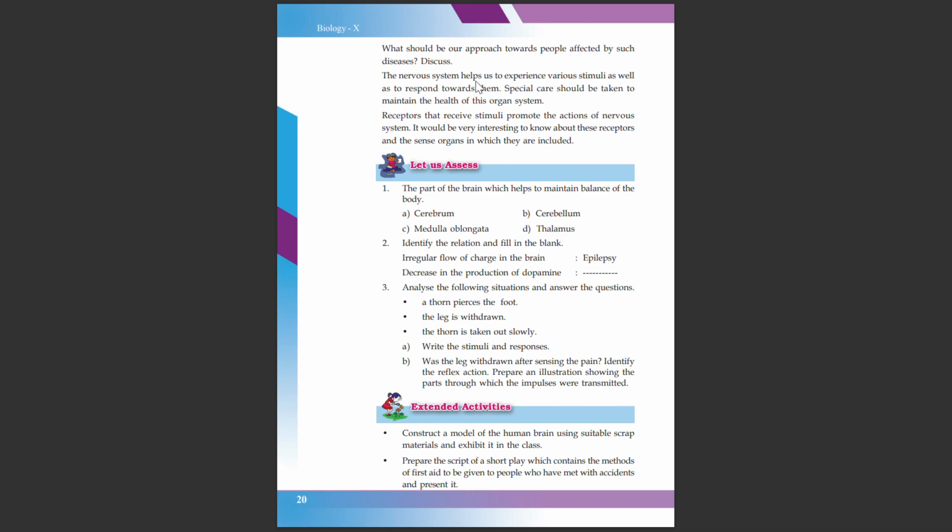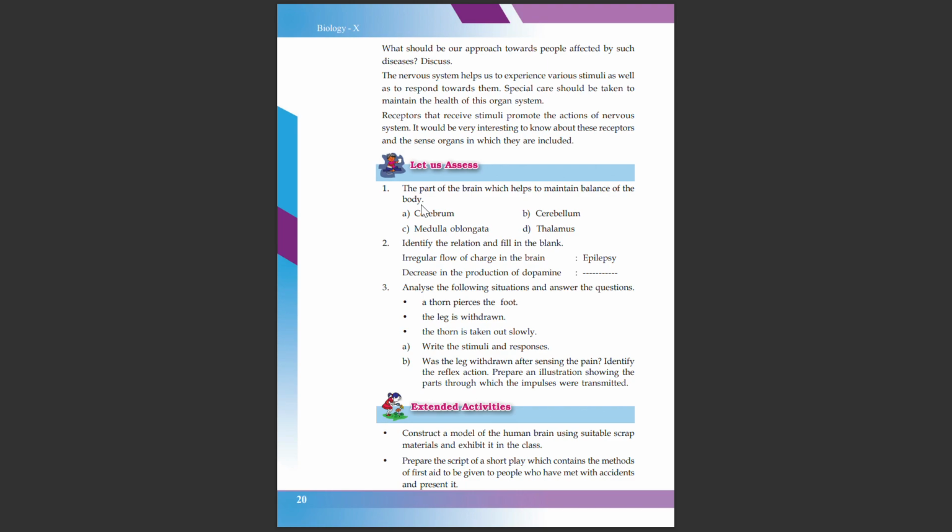Next, the nervous system helps us to experience various stimuli as well as to respond to them. Special care should be taken for patients who have neural disorders. The receptors that receive stimuli promote the actions of the nervous system. It would be very interesting to know about the receptors and the sense organs in which they are included. The next chapters will cover the receptors and the sense organs. For the exam, you don't leave a single thing, you have to read everything. Even this, the question and answer also you have to read. So let's go to the question and answer.